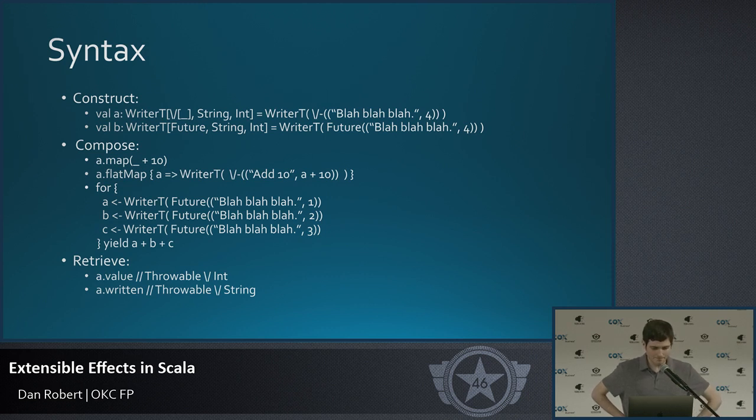So you'll see here, I show an example in this composition section, where you're operating on 3 values in this for comprehension, and they have 2 contexts, one being the future and one being the writer. So instead of having to do nested flat maps or whatever you might want to do, you can just do this.